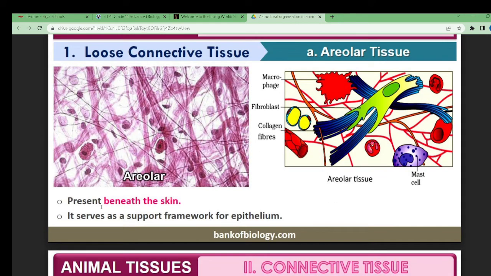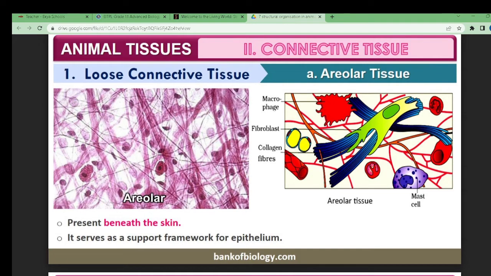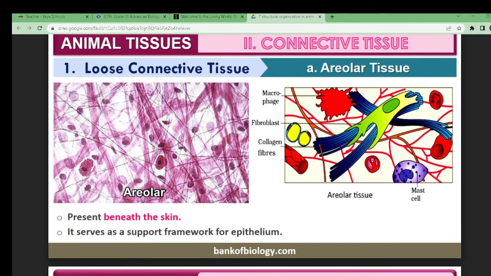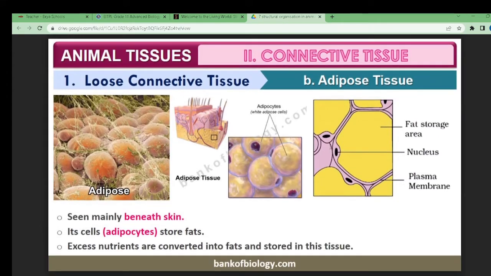Areolar tissue is present beneath the skin and serves as a support framework for epithelium. It is a network-like structure. Areolar tissue contains macrophages. This is also the site of growth and division of the HIV virus. This is the fibroblast, this is the collagen fibers. Mast cells are also there, which generally kill viruses and bacteria. All these things are present inside the areolar tissue. Then adipose tissue will have some white adipose cells.